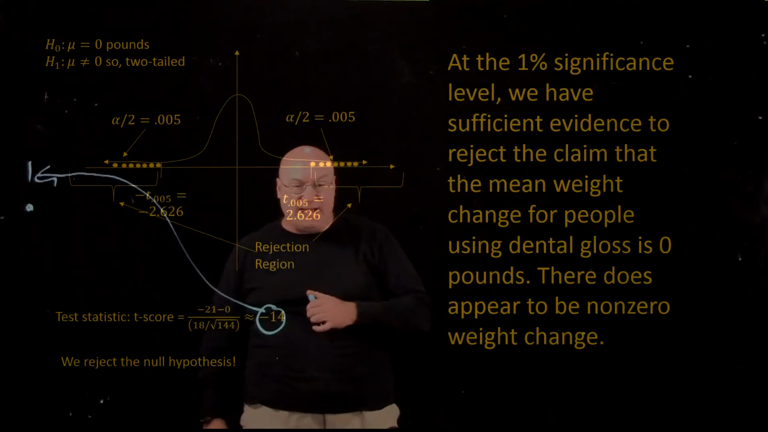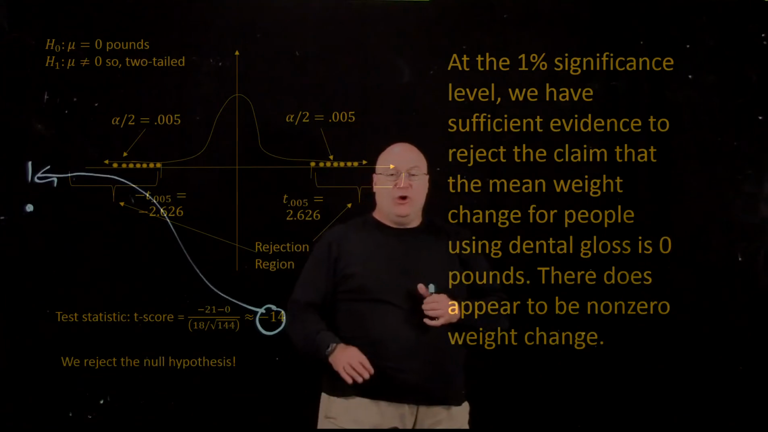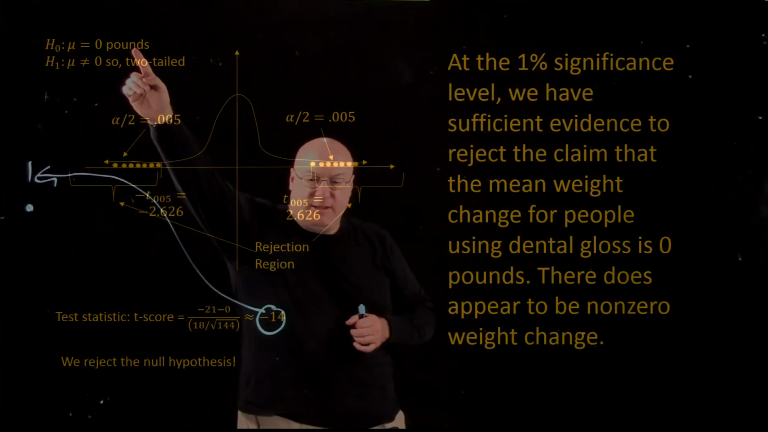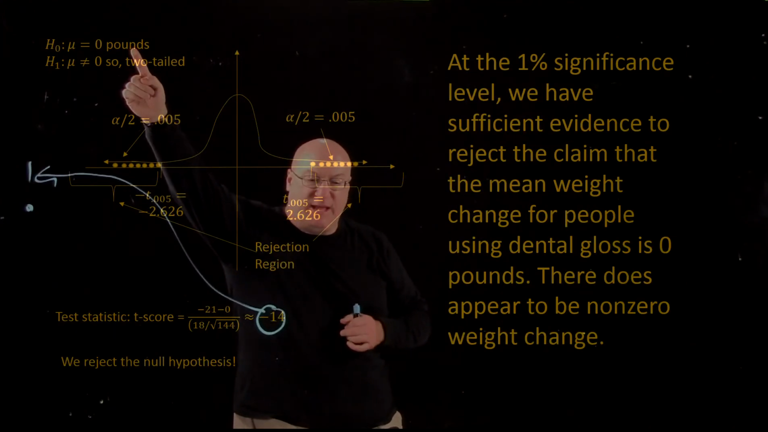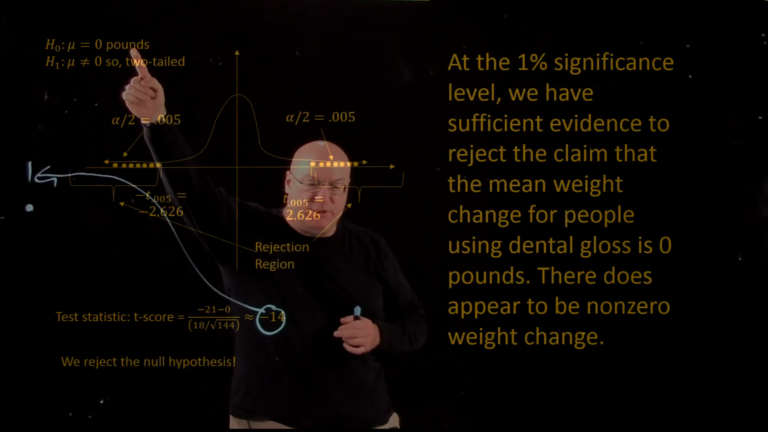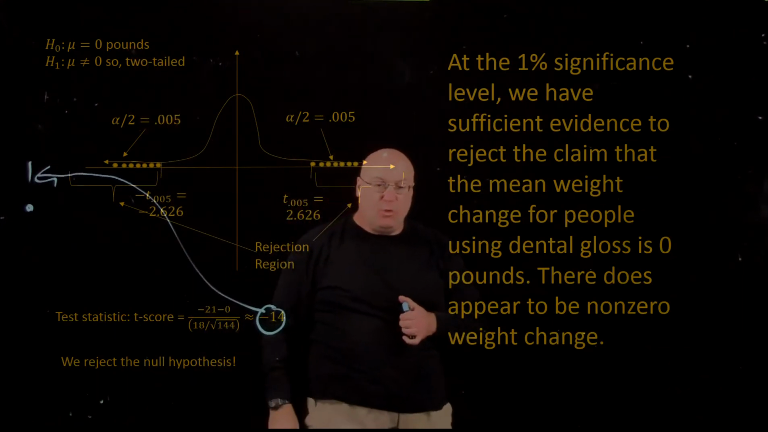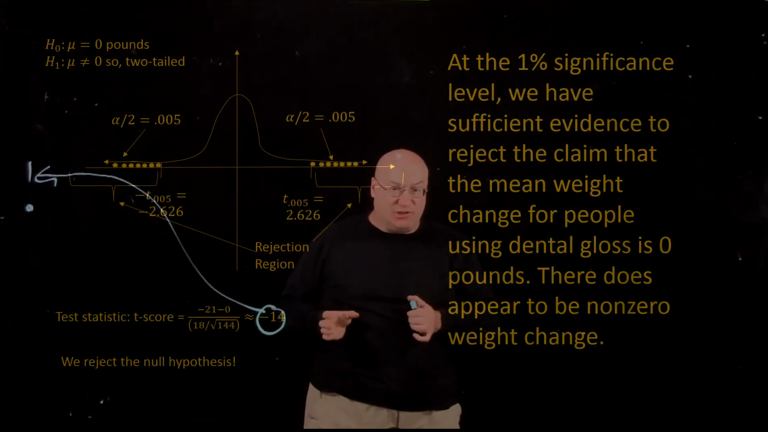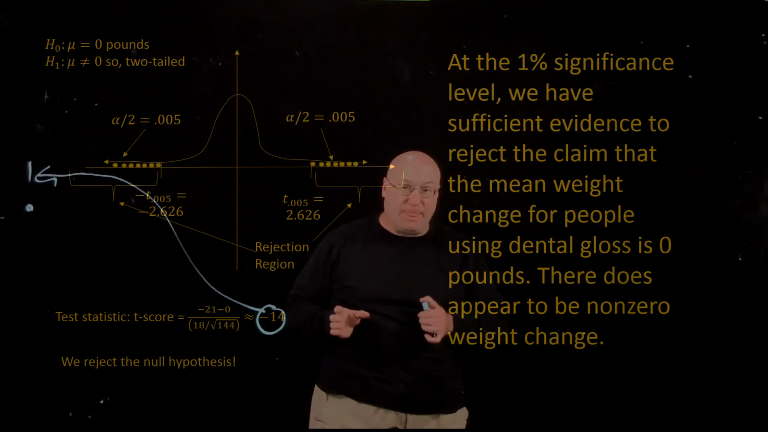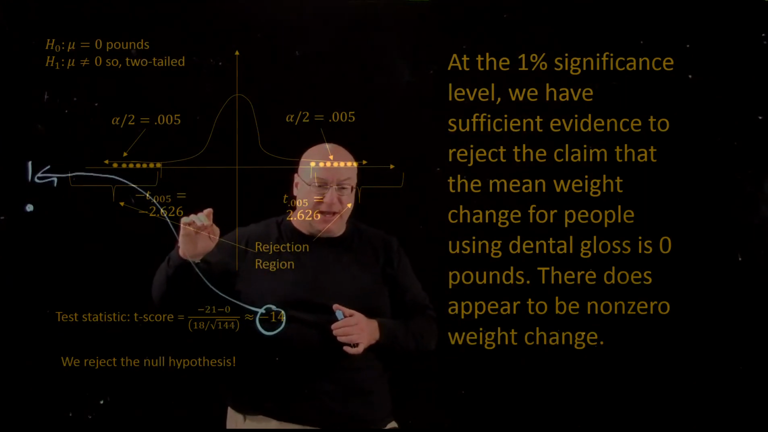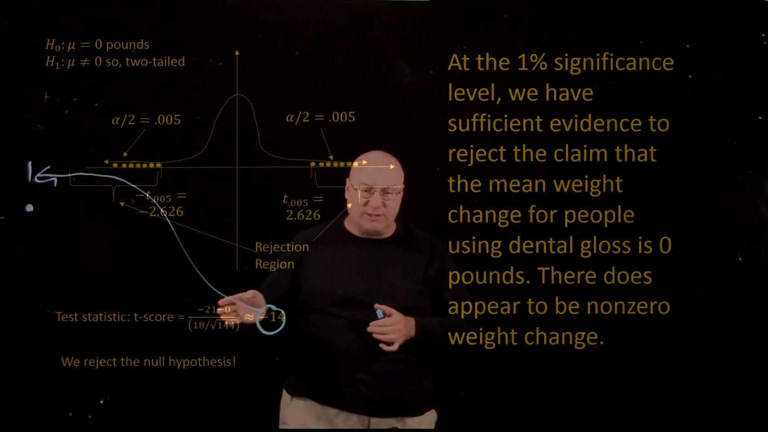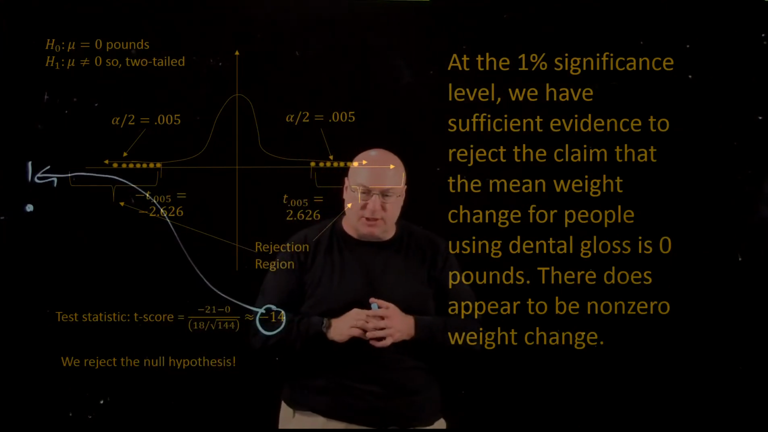Okay, so finally, at the 1% significance level, we have sufficient evidence to reject the claim that the mean weight change for people using dental gloss is 0 pounds. Another way to say that would be, we have sufficient evidence to reject the claim that people's weight doesn't change, right? That's what the null hypothesis is saying. So it does appear that there's some non-zero weight change. Here it looks like a drop in weight, right? But what we're just showing is that there does appear to be non-zero weight change.